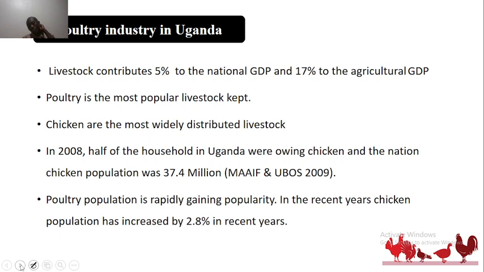By the year 2008, we heard that half of the households in Uganda were rearing or owning chicken, and each household was having 6 chicken, or poultry birds. The population in 2000 was around 7 million. That was according to MAAIF and the Uganda Bureau of Statistics 2009. The population of poultry has still increased recently, by 2.8 in recent years.